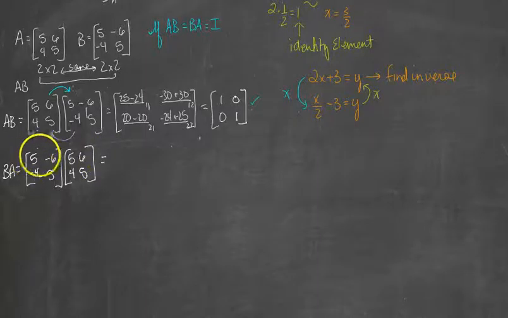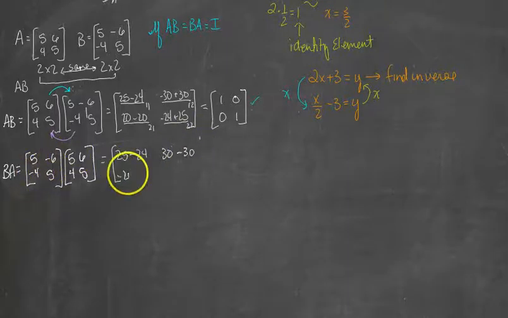Okay, 5 times 5 is 25. Negative 6 times 4 is negative 24. 5 times 6 is 30. Negative 6 times 5 is negative 30. Negative 4 times 5, negative 20. 5 times 4, positive 20.